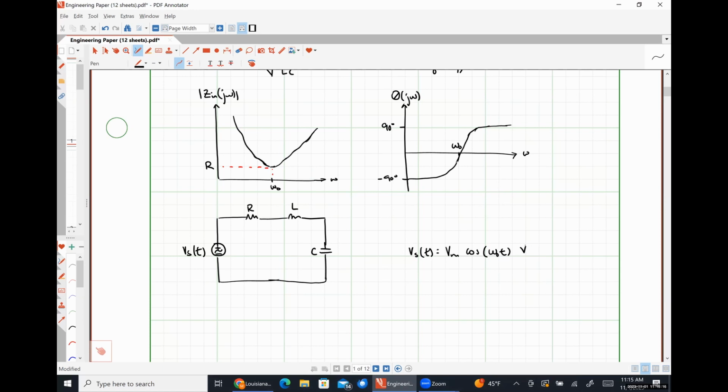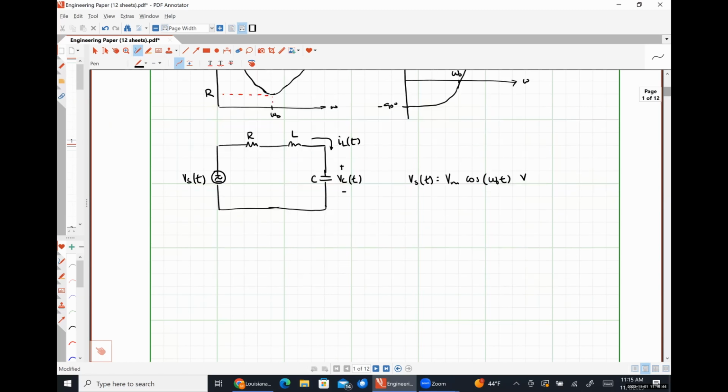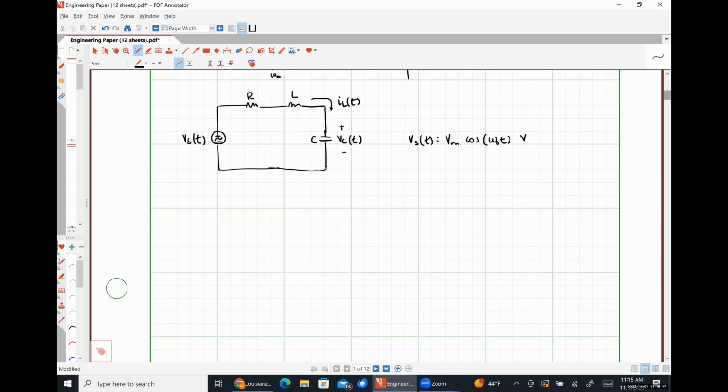Since we're dealing with energy storage in an inductor, we obviously need to be keeping track of the current flowing through the inductor. So let's define that here as IL of t. And because we're dealing with energy storage by a capacitor, we need to be keeping track of Vc of t as well. So here we have Vc of t. I hope I don't need to draw this out in the frequency domain, but I'm happy to. We would just replace L with j omega L and C with 1 over j omega C.